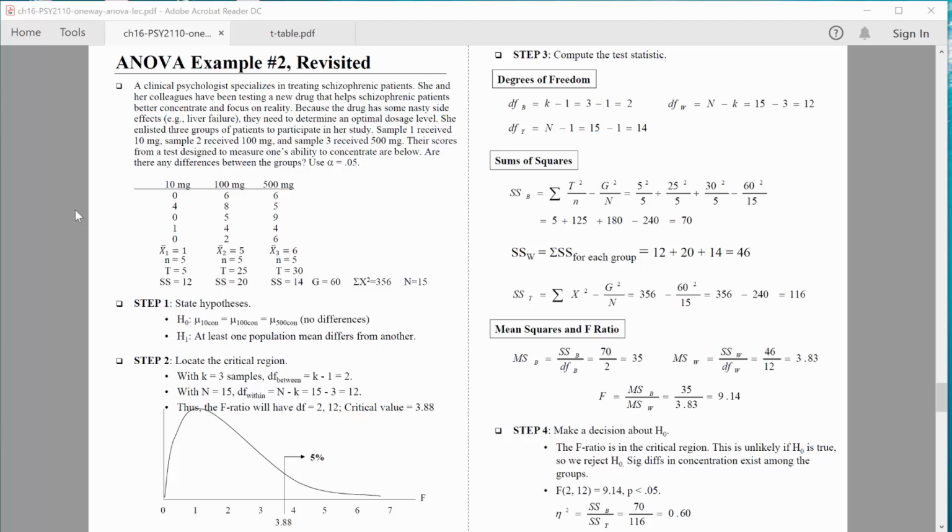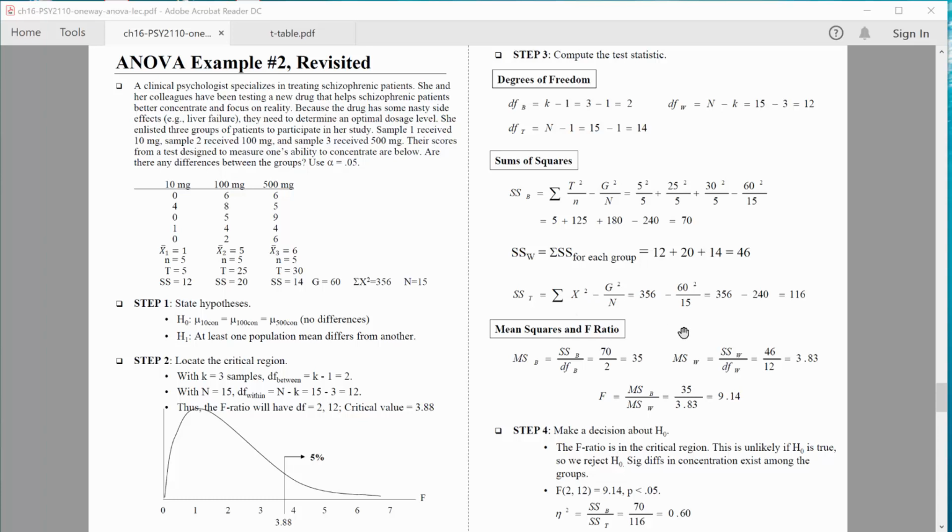Welcome back, everybody. Let's do another example of a post-test using Fisher's LSD, also known as protected t. We're going to revisit ANOVA example number 2. In this example, we are looking at 3 different groups of patients who suffer from schizophrenia. We were giving them 3 different levels of a drug, hoping that drug would allow them to better concentrate. And their concentration scores did improve across the different levels of the drug, and that resulted in a statistically significant result.